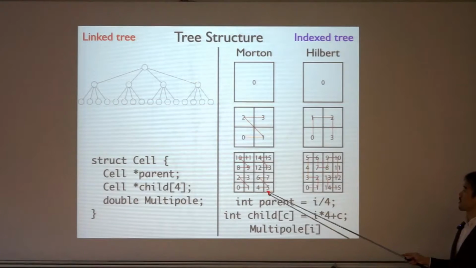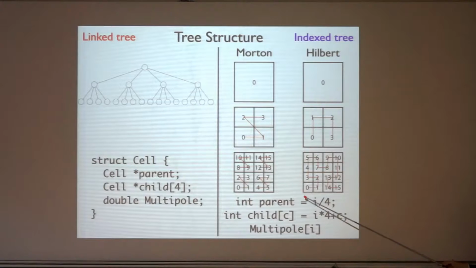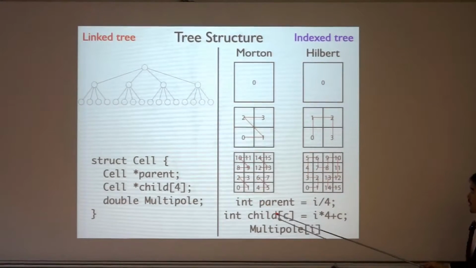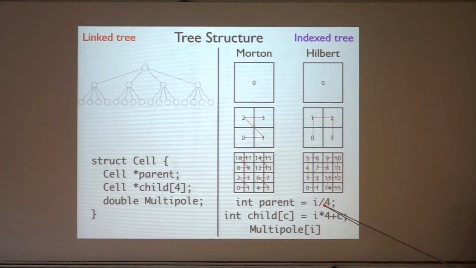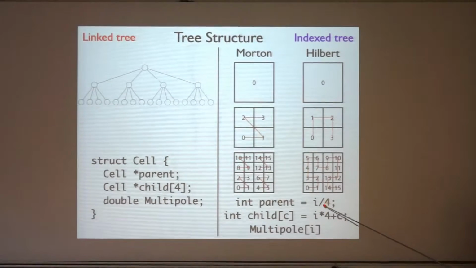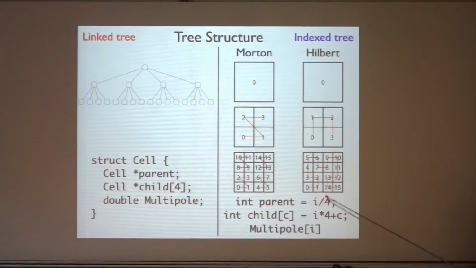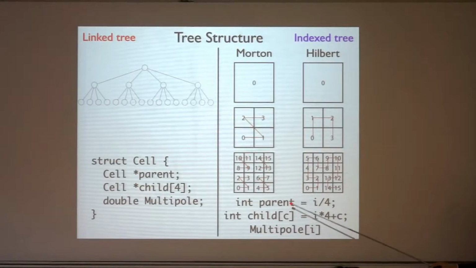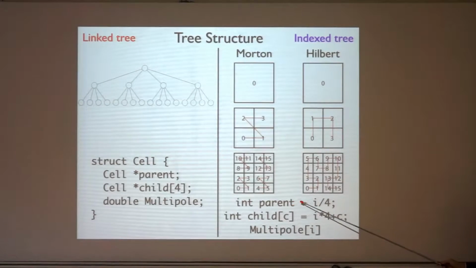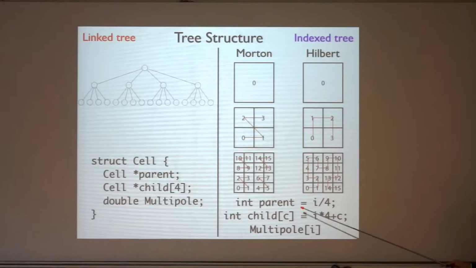The significance of both of these orderings is the following. Look at each number closely, and say this division is an integer division. In C or Fortran, if you divide an integer by another integer, it returns an integer. It doesn't give you a floating point number. In MATLAB, this is different.